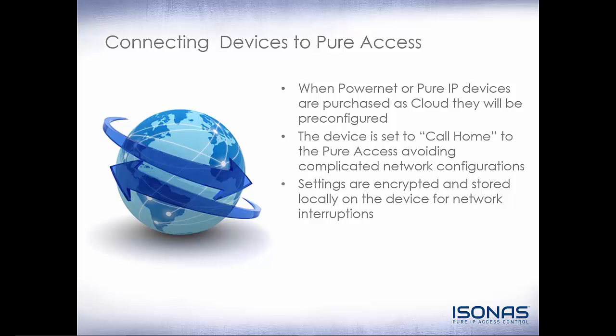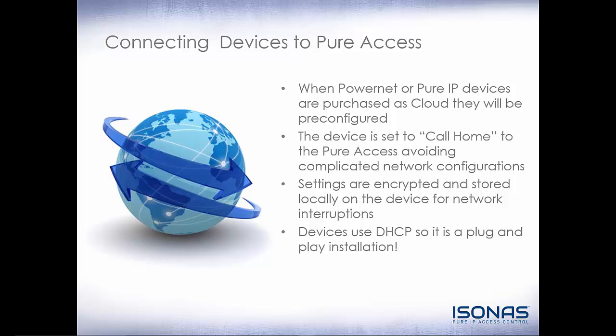Settings are encrypted and stored locally on a device for network interruptions. This way, if you lose your internet connection, your devices will still continue to work and allow or reject access to users. Devices use DHCP, so it's literally a plug-and-play installation of plugging a device into the network, letting it boot up, and call out to the Pure Access Cloud software.